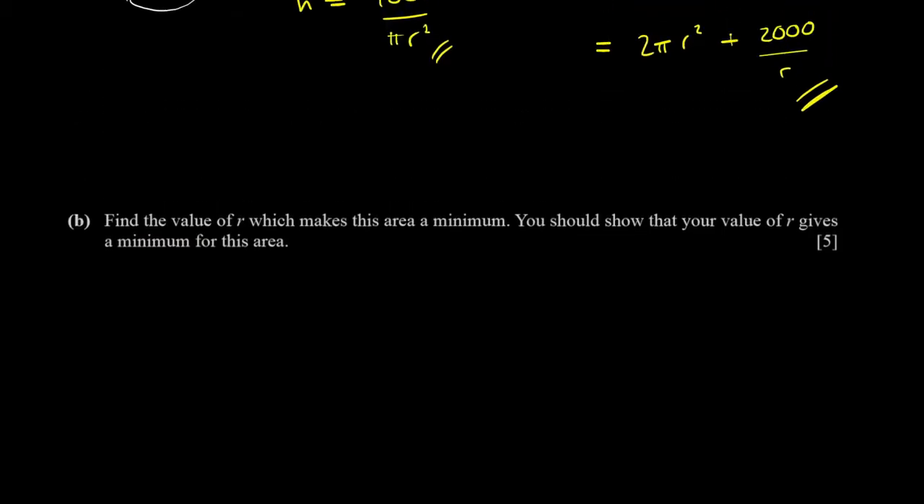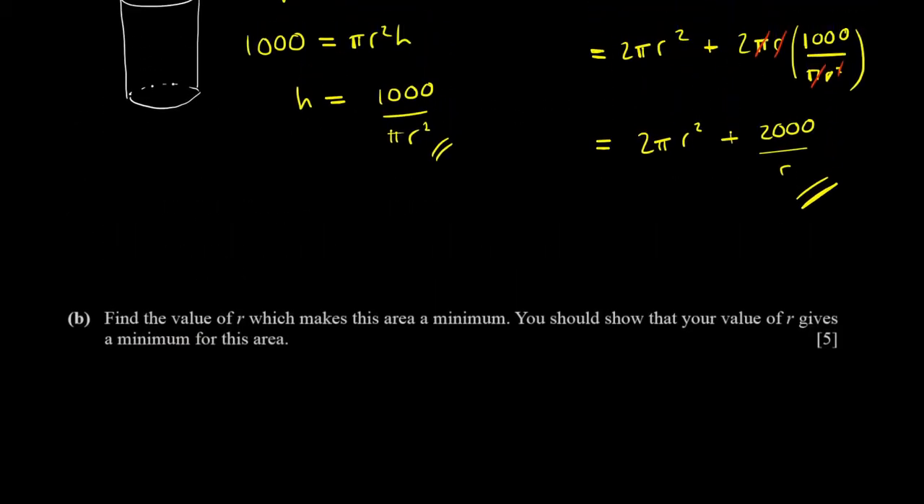Right then, part B, we want to find the value of r which makes this area a minimum. And we should show that our value of r gives a minimum for this area. In other words, we want to show not just that we've got a stationary point, but that the stationary point in particular is a minimum and not a maximum. Okay, well, how are we going to do that? Well, we've got to differentiate this expression here for the surface area.